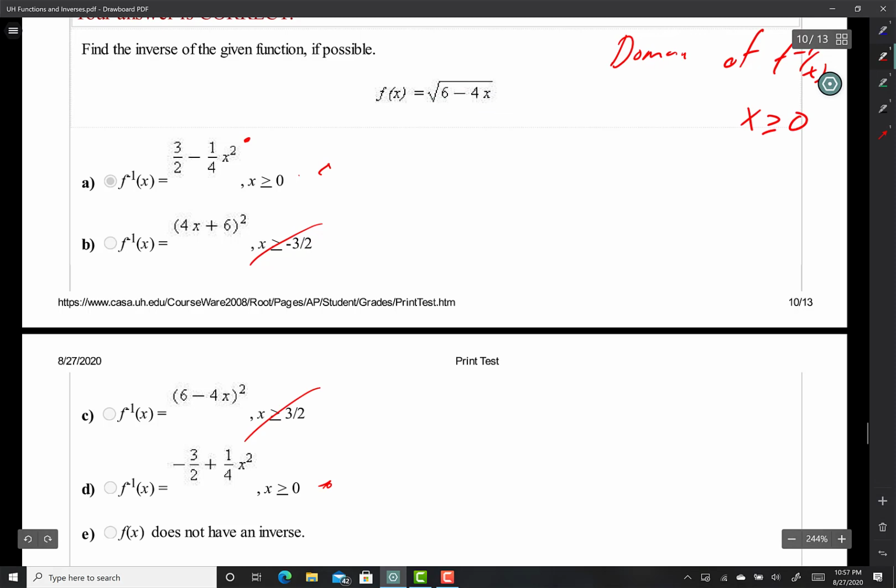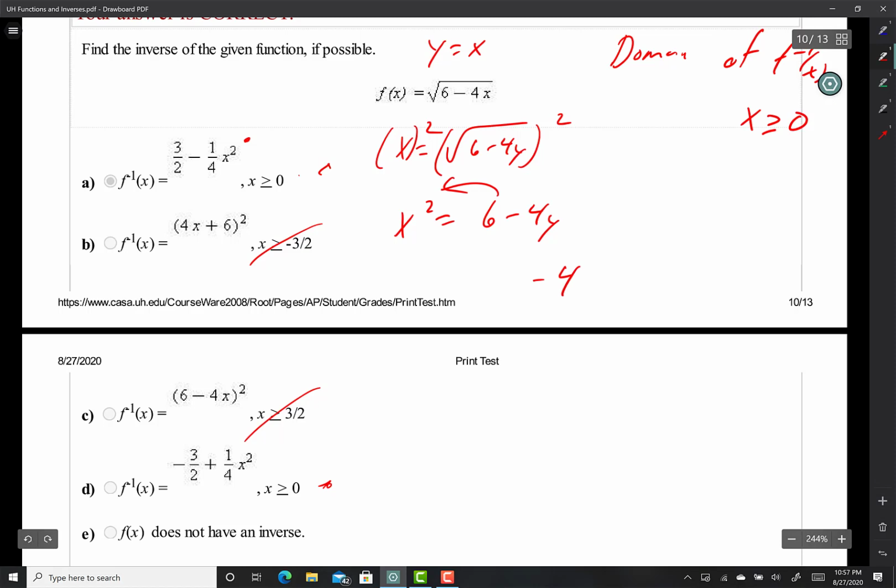Like this, guys. This is pretty straightforward. Remember that for it to be an inverse, it has to reflect across the line y equals x. So that means we can toggle the x and the y. x equals the square root of 6 minus 4y. So what you do now is just square both sides. So you have x squared equals 6 minus 4y. Move the 6 to the other side.